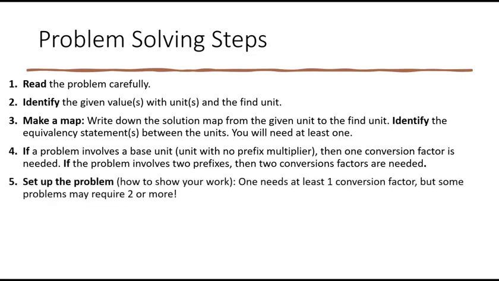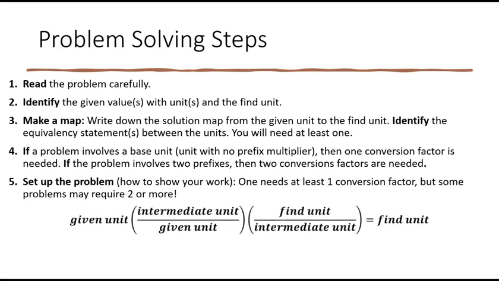Set up the problem, or how you show your work. One needs at least one conversion factor, but some problems may require two or more. In general, our pattern will always be that we start off with our given and our given unit, and our conversion factors are set up so that the given unit can cancel out, and if we need to have intermediate units, those also will eventually cancel out until we are left with the find unit. Do the math. Make sure that your units cancel or stay like we saw earlier, and don't forget to check your significant figures.